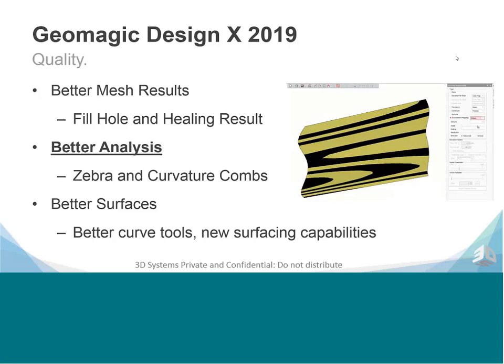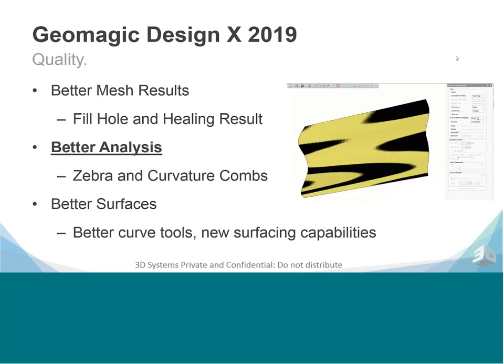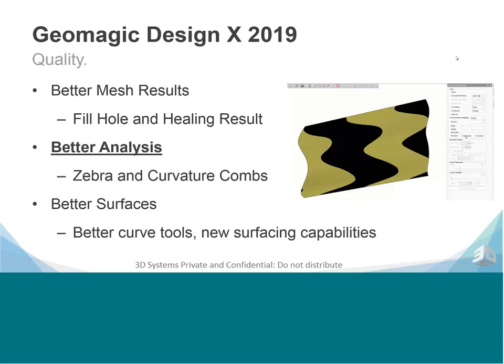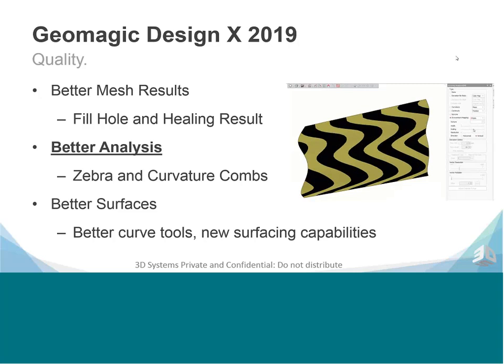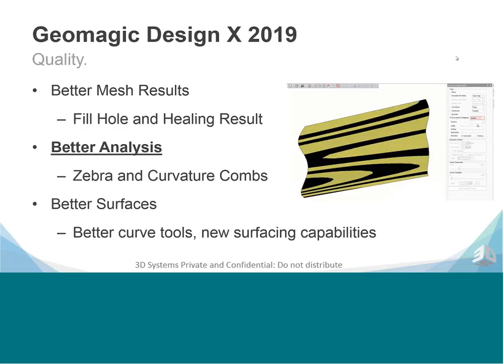Additionally, one of the things we wanted to really focus on was the ability to provide quality CAD results as well, and specifically surfacing. And in order to do that, we need to be able to analyze the surfaces that we create within DesignX better than we could do before. So what we've done is we've enhanced our accuracy analyzer. One of those things is better zebra stripe mapping.